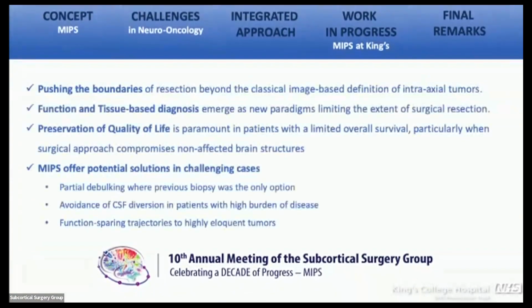So to conclude, pushing the boundaries for resection, we can gain tissue for diagnosis, we can preserve the function of our patients, we can preserve the quality of life of the oncology patients, which is of utmost importance, and we can deal with challenging cases where a debulking would not have been possible before this technique. We can avoid CSF diversion surgeries, and we can preserve the function of the patients.